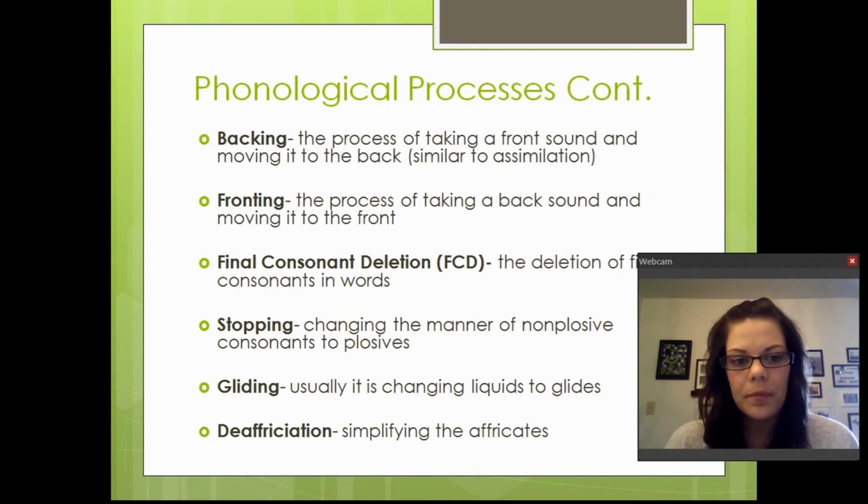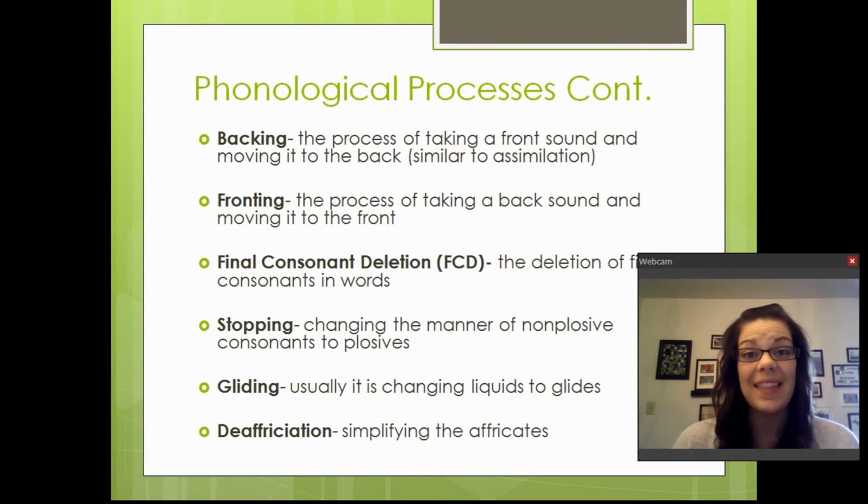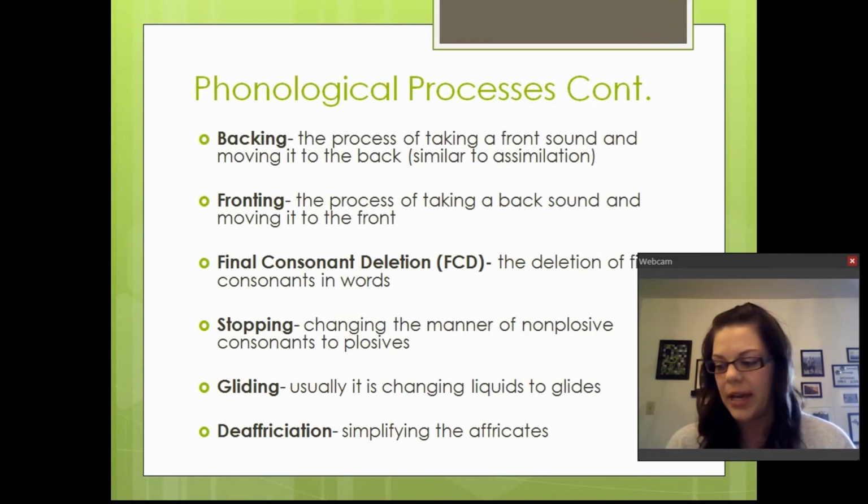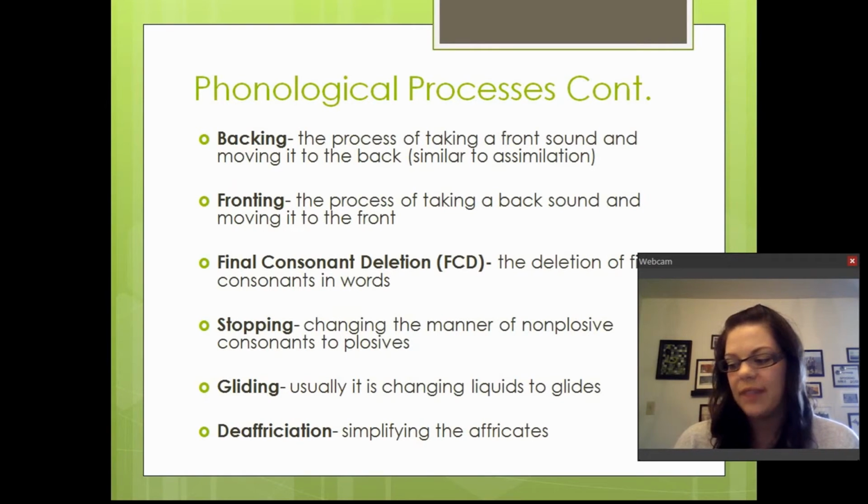Okay? The last one here is deaffrication. So that's simplifying the affricates. It's deleting the stop from an affricate. So for instance, instead of cheese, it might be sees, or jar might be czar.